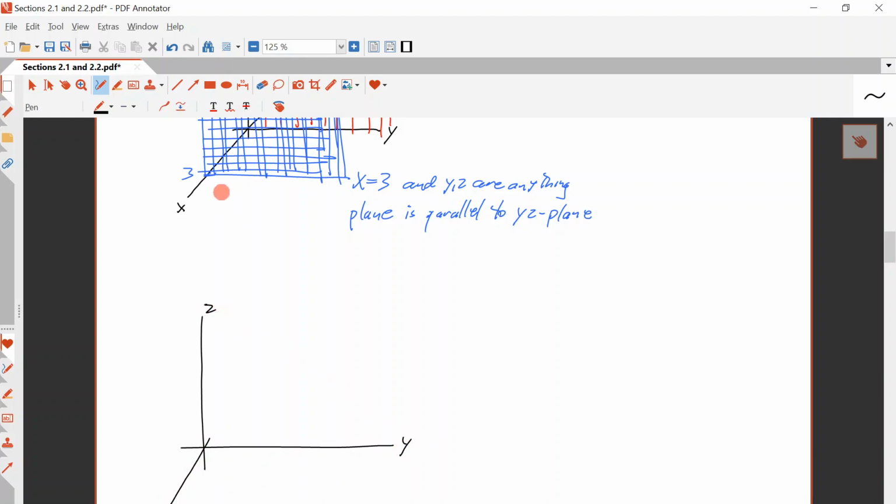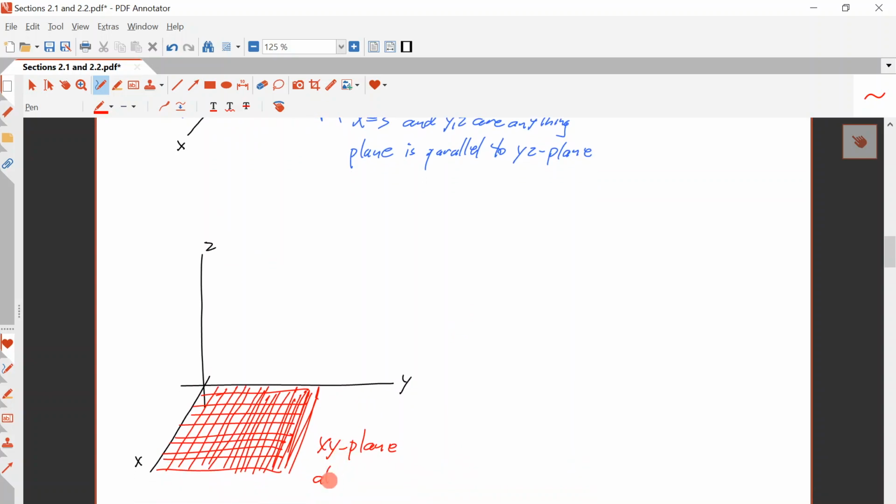So x, y, z. If I just look at the points on the floor here, notice, by the way, how I'm drawing these planes. I'm using lines that are parallel to the coordinate axes. Here, they're parallel to the y and the x-axis. So this is the xy plane, right? And all points have z equal to 0.